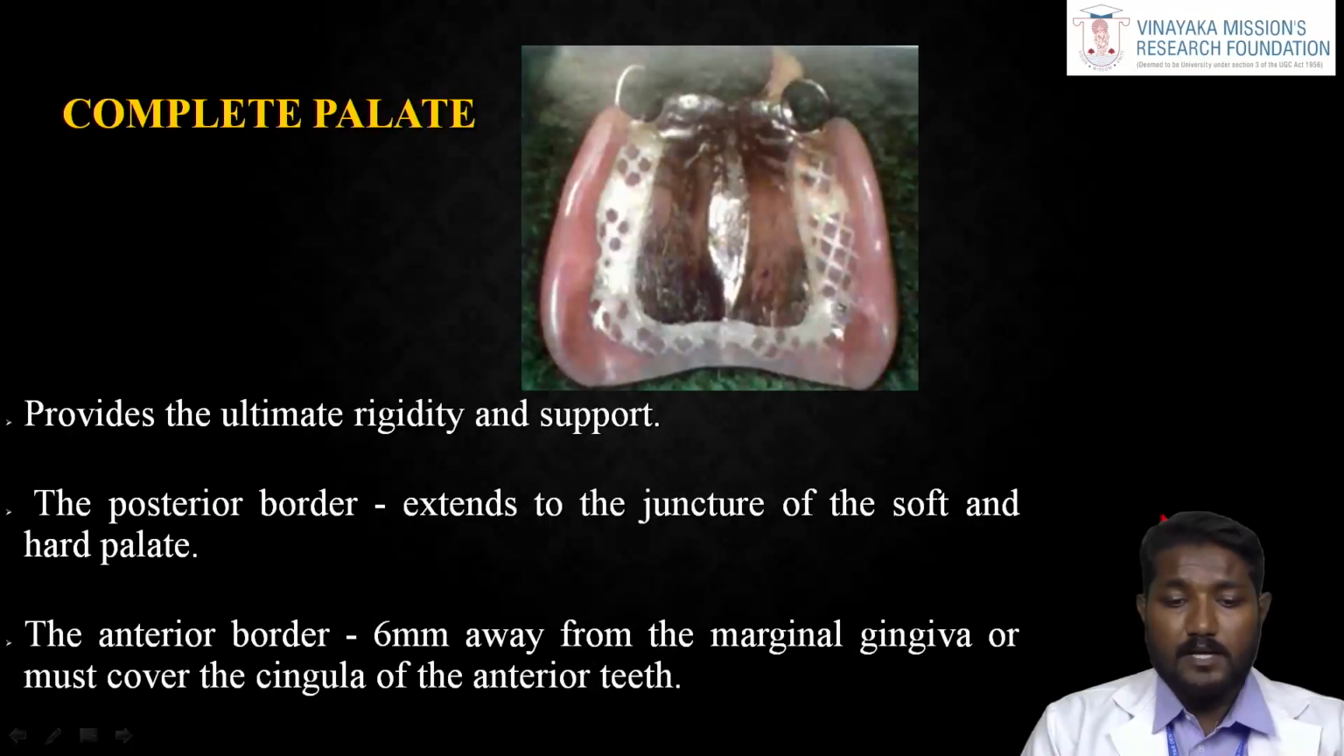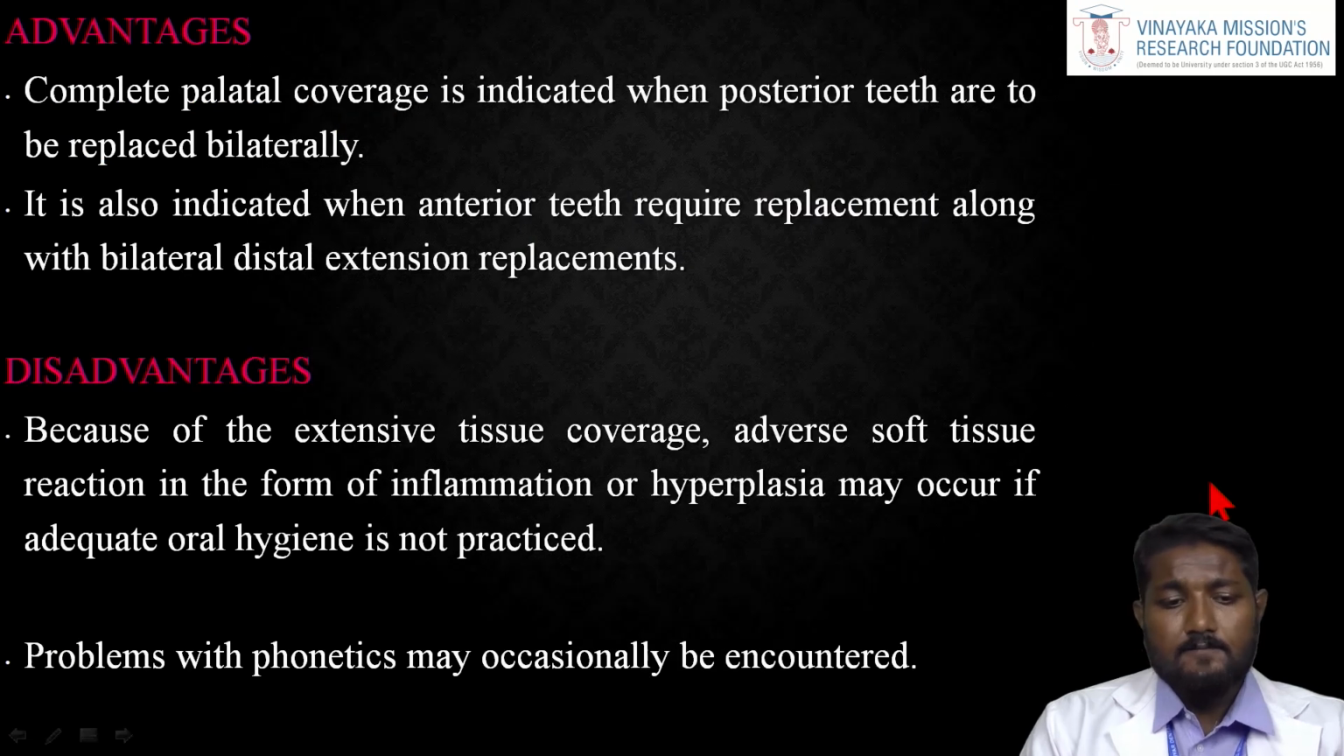Now we look into the complete palatal major connector, which provides the ultimate rigidity and support to the denture. The posterior border extends to the junction of the hard and soft palate. The anterior border is 6 mm away from the marginal gingiva or must cover the cingulum of the anterior teeth. The advantages are, complete palatal coverage is indicated when the patient's posterior teeth are to be replaced bilaterally. It is also indicated when anterior teeth require replacement along with bilateral distal extension replacements.